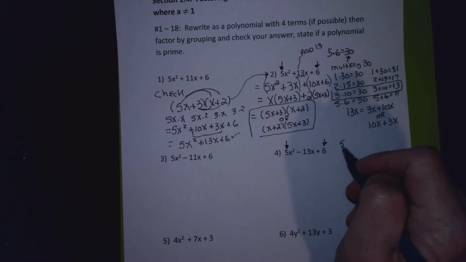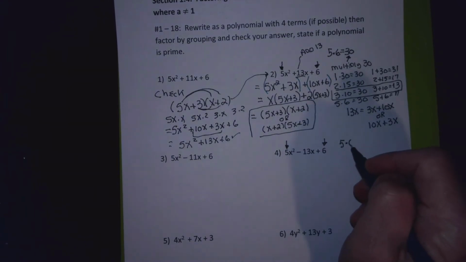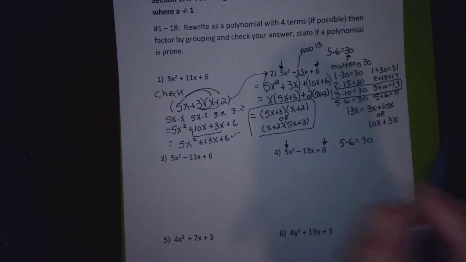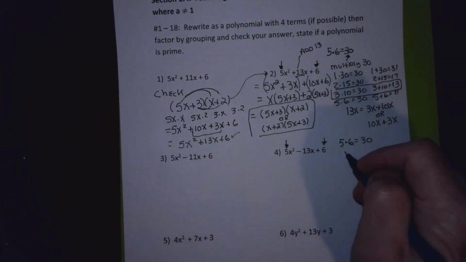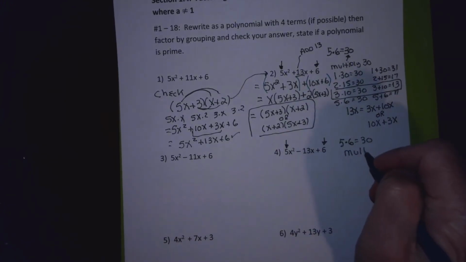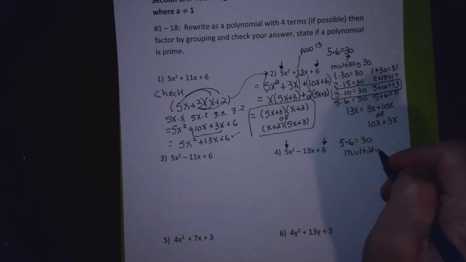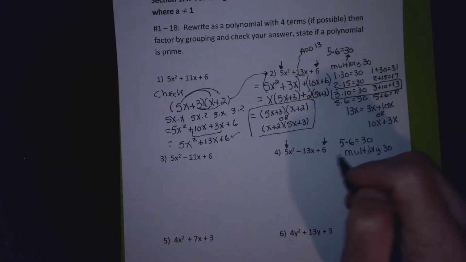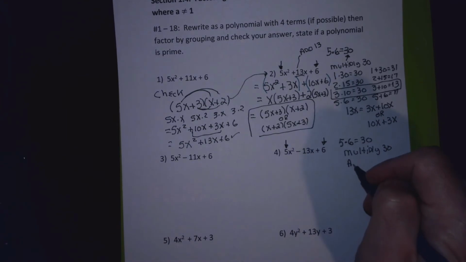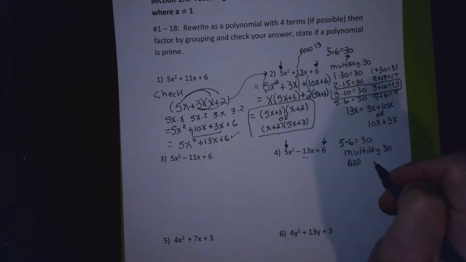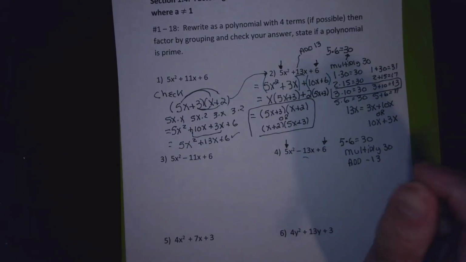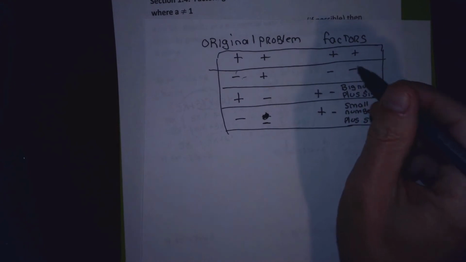I'm going to get the same product here because I'm multiplying the same numbers, 5 and 6, when I do number 4. I still get 30. And I'm still looking for numbers that multiply to 30. And they still have to add to the middle number. And that middle number is negative 13. But in this world, when the problem signs are minus and plus, I'm looking for the double minus numbers.